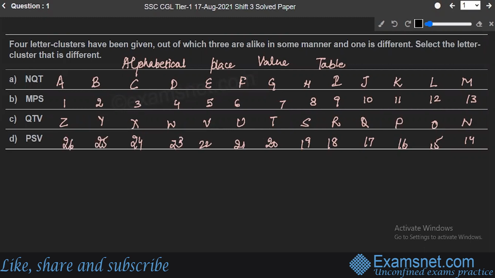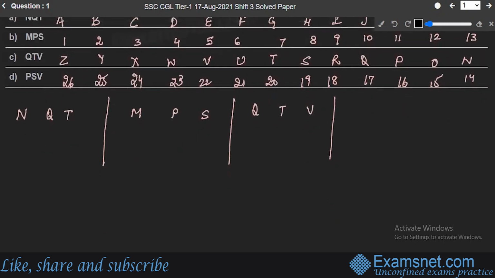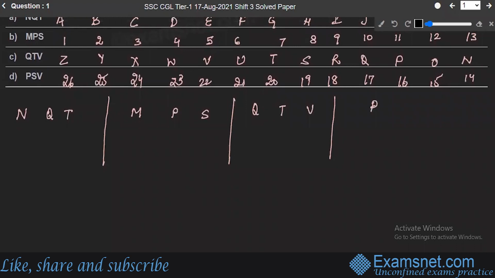So you have to find out which one is different, right? Let's write down all of them. There is N, Q, T. The second one is M, P, S. Next you have Q, T, V. Next you have P, S, V. Right? Let's write down the number of each of them.